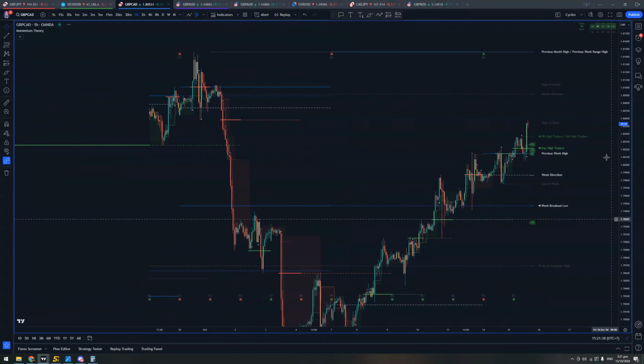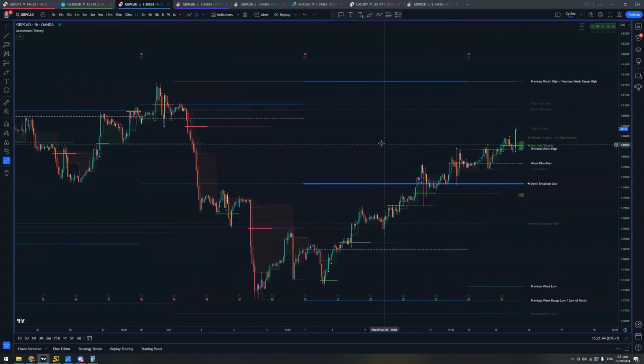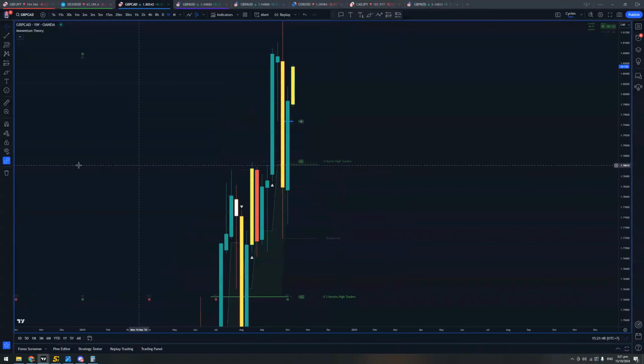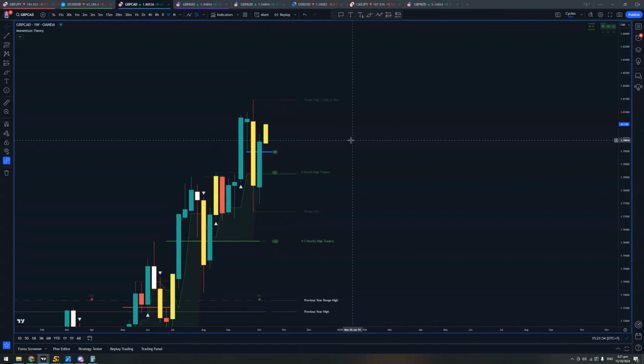So what I saw on GBPCAD was a flip of this weekly breakout level. Yesterday I spoke about this in the Asia trade. Whenever we flip these breakout levels, these are possible swing points, possible peak formations. Here's the last bearish breakout bar, it gets taken out and closed above. So now we're trading above it.